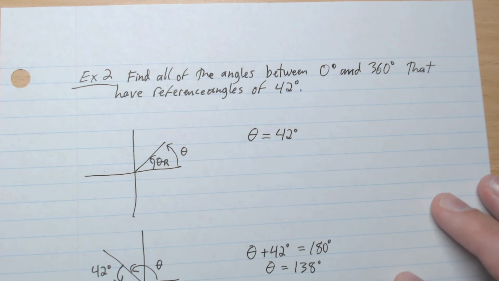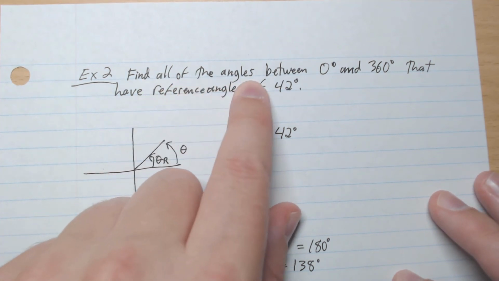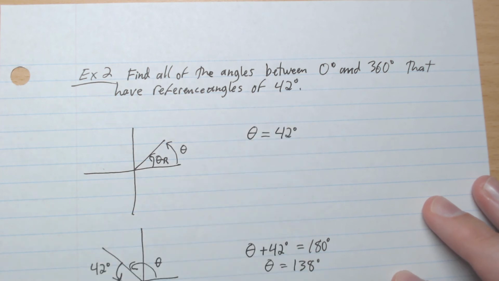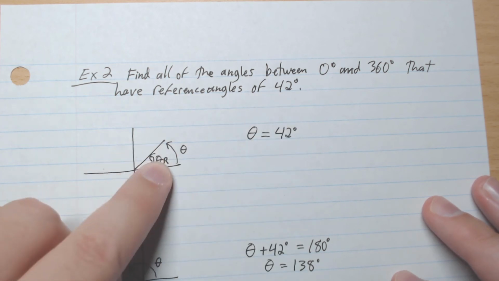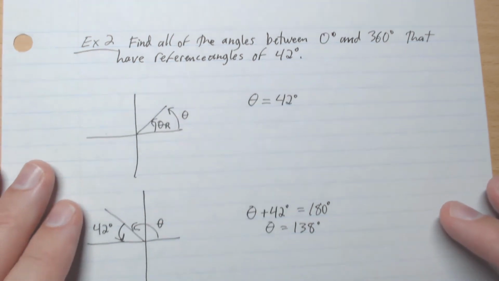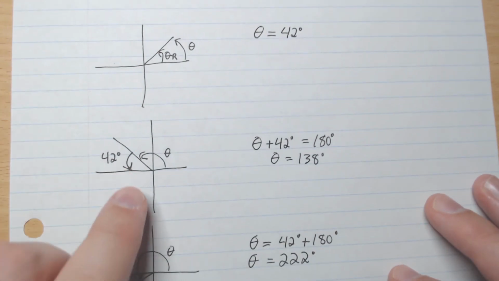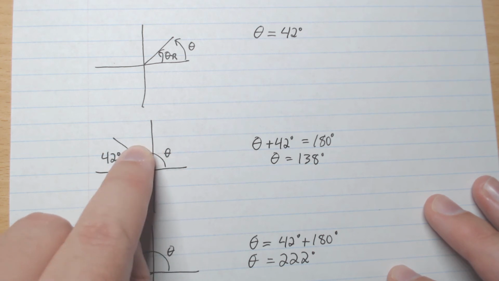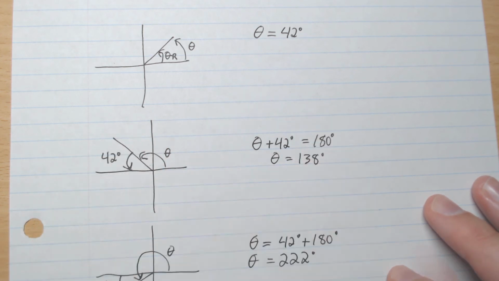Okay, example number 2. Find all of the angles between 0 and 360 that have reference angles of 42. So the first one is quadrant 1, 42 degrees like that. Quadrant 2, this is 42 degrees, that's given to us, so our theta is right here. So this is 42 plus theta gives 180, and so this gives theta 138.